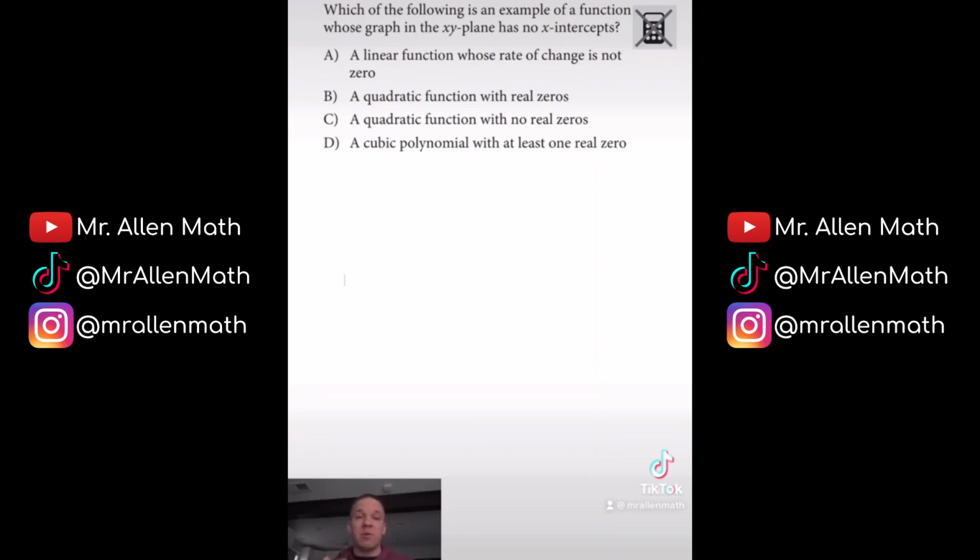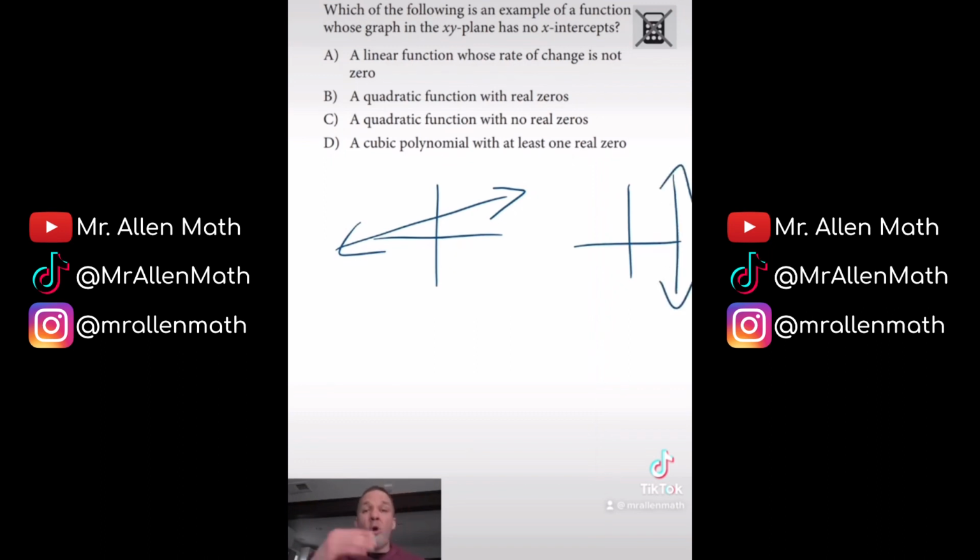Other words we associate with x-intercepts are often zeros, solutions, things like that. So our first choice is a linear function whose rate of change is not 0. That would mean it would look like any line that's maybe sloped like that. It could be vertical because that rate of change is not 0. A horizontal line has a rate of change that is not 0. All of those are going to cross the x-axis. So it's definitely not A.